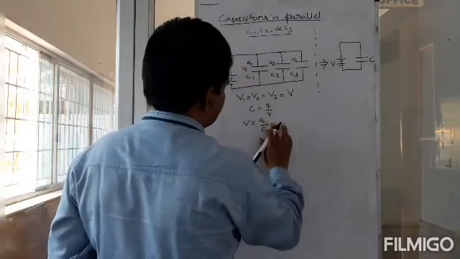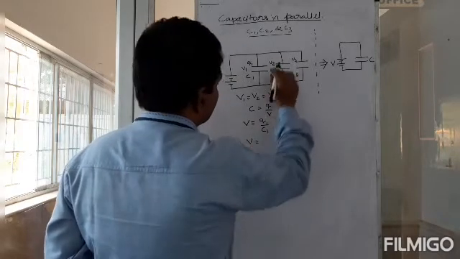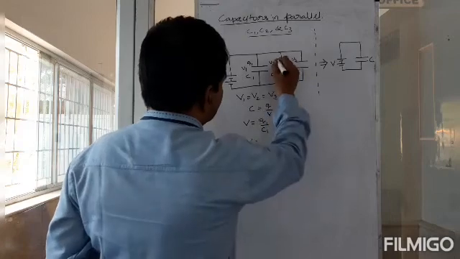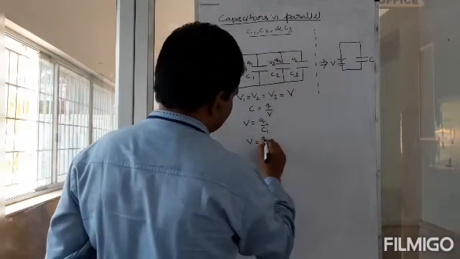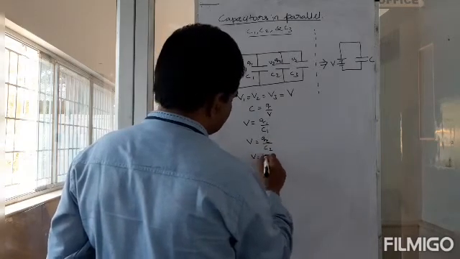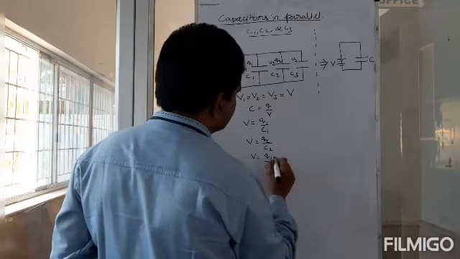Okay? That is it. So now again V can also be written as V2, which is also equal to V, right? So it is equal to Q2 by C2, and then V can also be written as Q3 by C3.